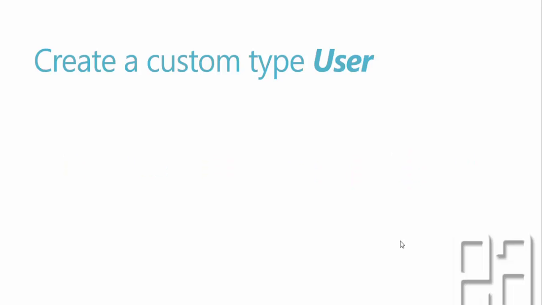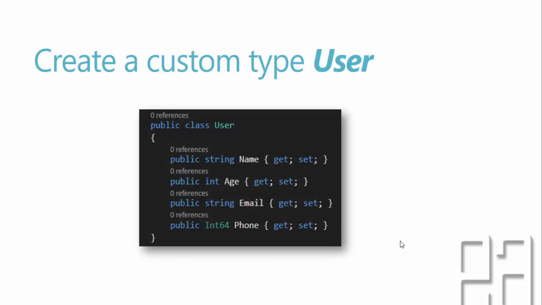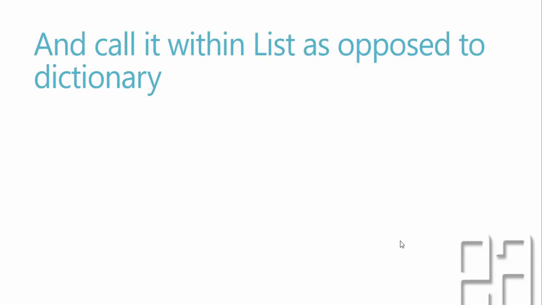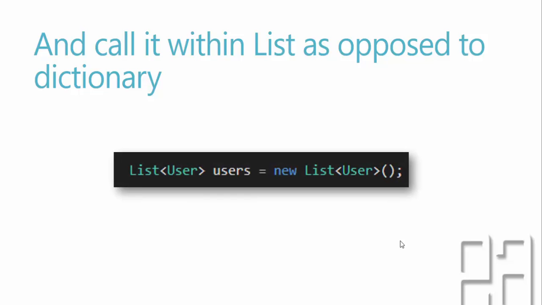Create a custom type user, something like this. We can create auto-implemented properties like public string name, public int age, public string email, and public Int64 for the phone number. If we create something like this, then we can store all the information within a collection and retrieve the values out from it. In this example, we're going to use a list as opposed to a dictionary. We're going to store the list of user and then perform the operations on that. So let's see how this works very quickly.